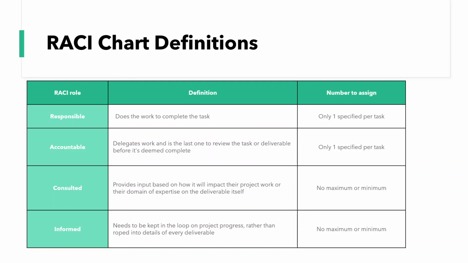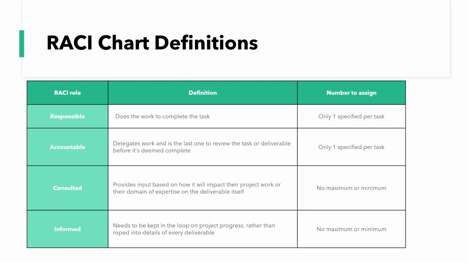Accountable, that's essentially who delegates the work and is the last one to review the task or deliverable before it's deemed complete. Again, only one individual is specified for this per task. Consulted, so this role is about providing input based on how it will impact the project work or the domain of expertise on the deliverable itself. And there can be no maximum or minimum. So you could have multiple consultants, if you like, with this RACI role against each and every task.